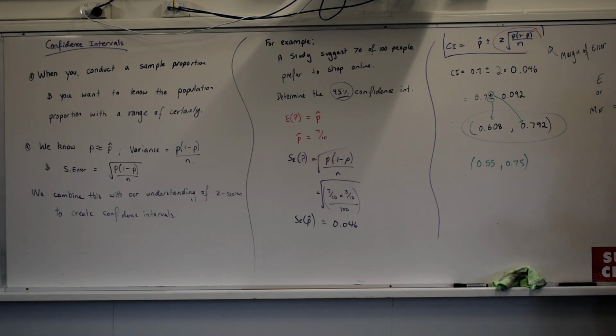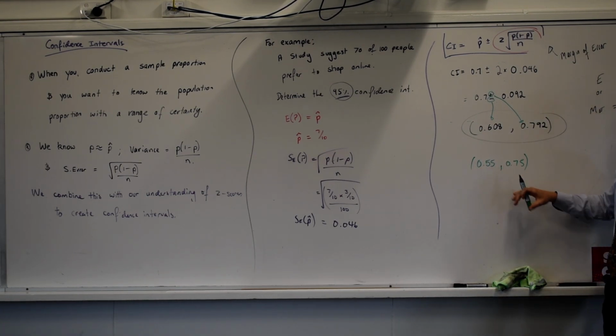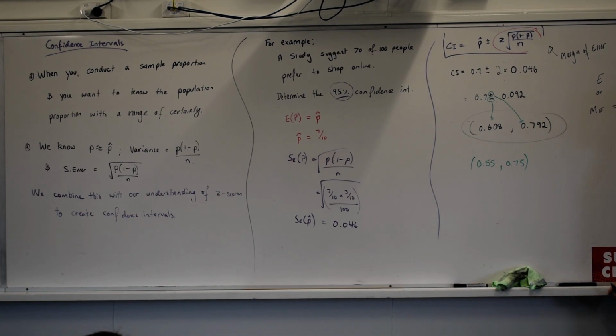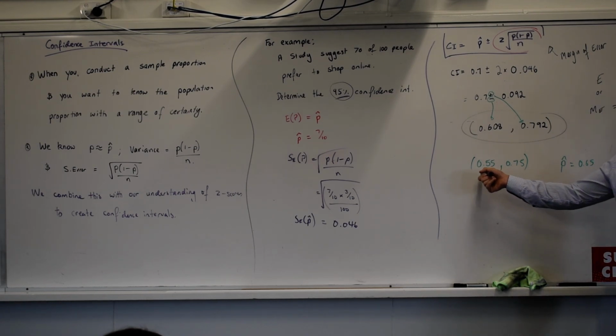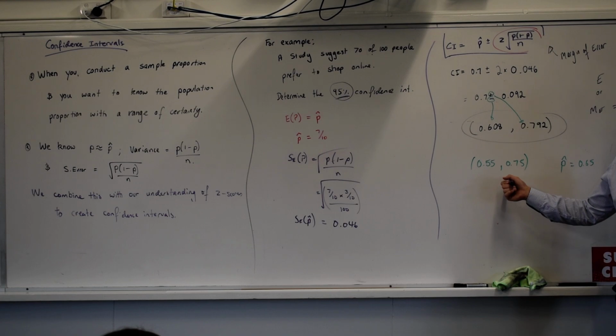Cool. So looking at this data, what do you think my sample proportion is? Have a guess. 0.65. How did you get that? In the middle. It's halfway between these two. Just average them out. Cool. And what's my margin of error there? 0.1. How do you get that?